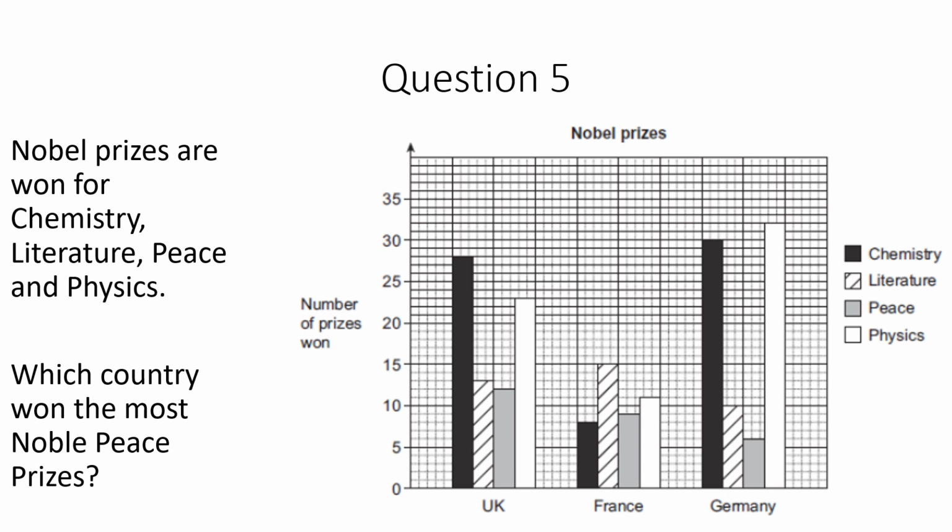Okay, final one then. We've again got to extract the information from this bar chart for this. Nobel Prizes are won for chemistry, literature, peace and physics. And we want to know which country has won the highest amount out of the UK, France and Germany.